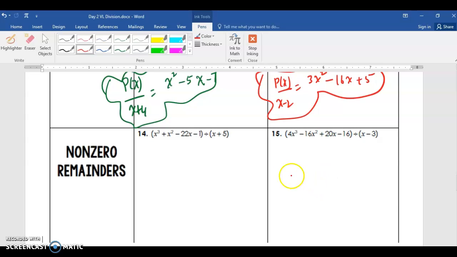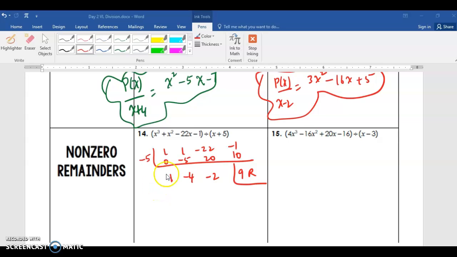So I will pause the video and work one, and you can check the answer in the end. Okay, so let's do that. I hope you got this, right? So how do we write it? So this time it will be p of x divided by x plus 5 equals x squared minus 4x minus 2. Now since the remainder is 9, it's 9 over x plus 5, and that's how you write the answer.